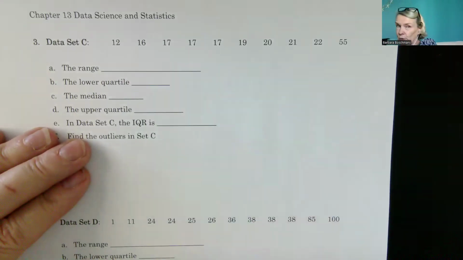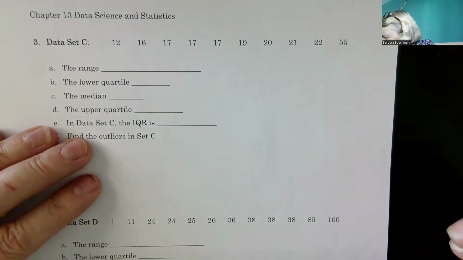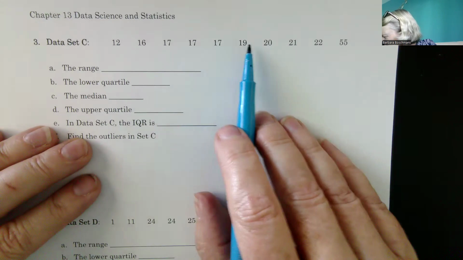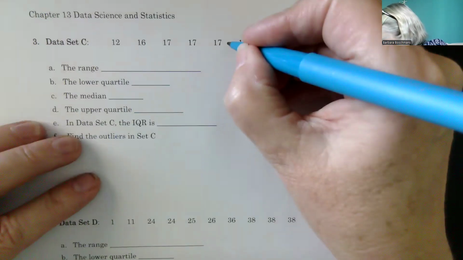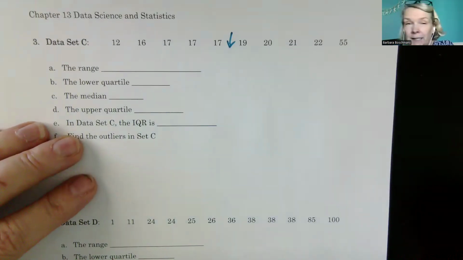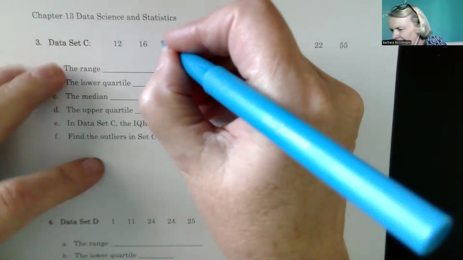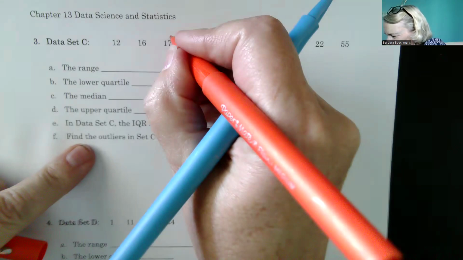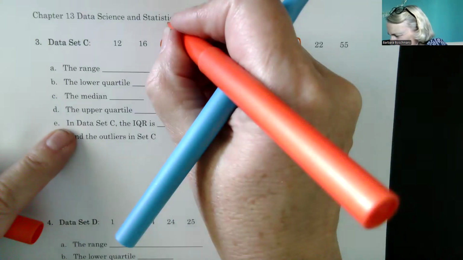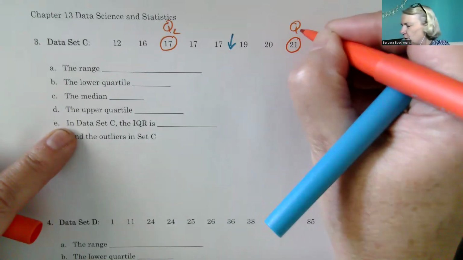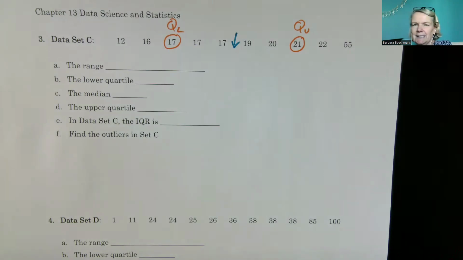Data set C. Yeah, 1, 2, 3, 4, 5, 6, 7, 8, 9, 10. Oh, and by the way, these are written in order, so I didn't have to do that. Okay, right here would be my median. So it would be the average of 17 and 19. And now I have a lower quartile that is a number in my data set and an upper quartile. So this is my lower quartile. This is my upper quartile. And my median is going to be between 17 and 19.